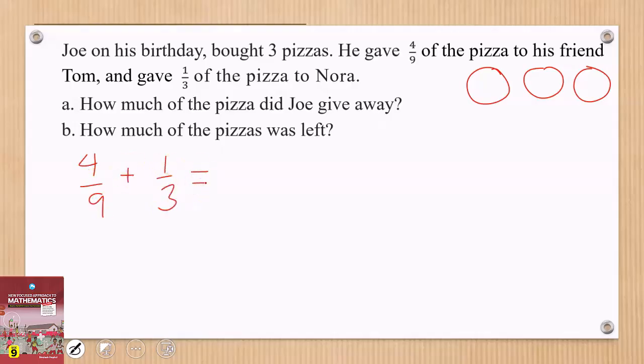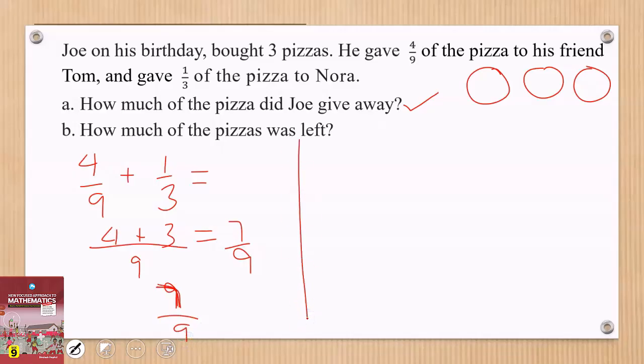Now we are going to add these two. Of course, we can find the LCM. You know how to find the LCM. And the LCM here is 9. So 9 divides 9 as 1, times 4 will give us 4 here. 3 divides 9 as 3, times 1 will give us 3 here. Put together will give us 7 over 9. So it means that when we add these two fractions, this is what we have. So that even answers the first question, which is how much of the pizza was given away. And so we can say that 7/9 of the pizza was given out.